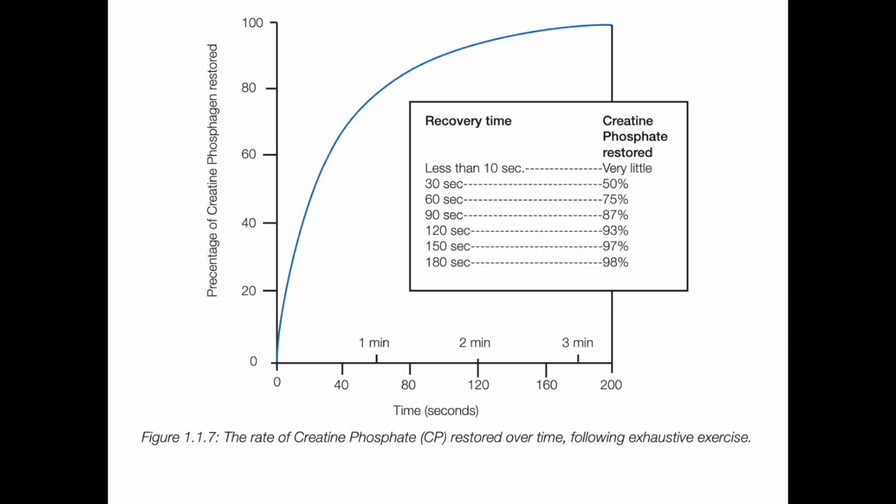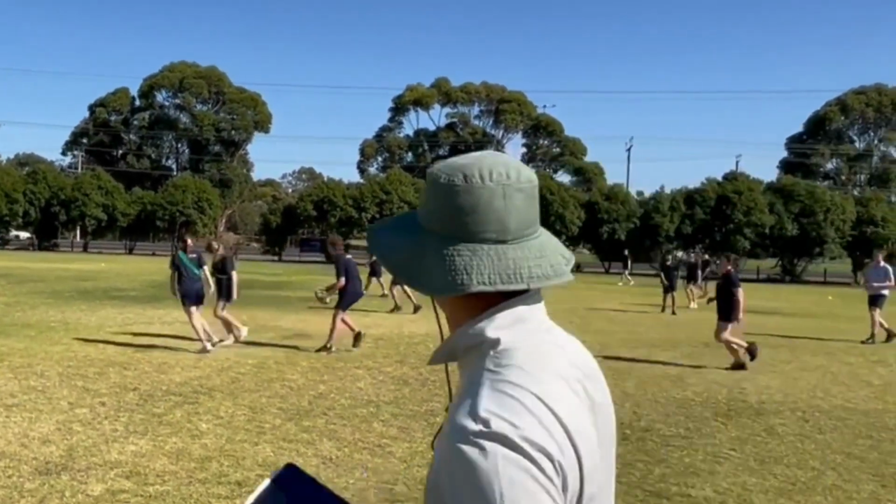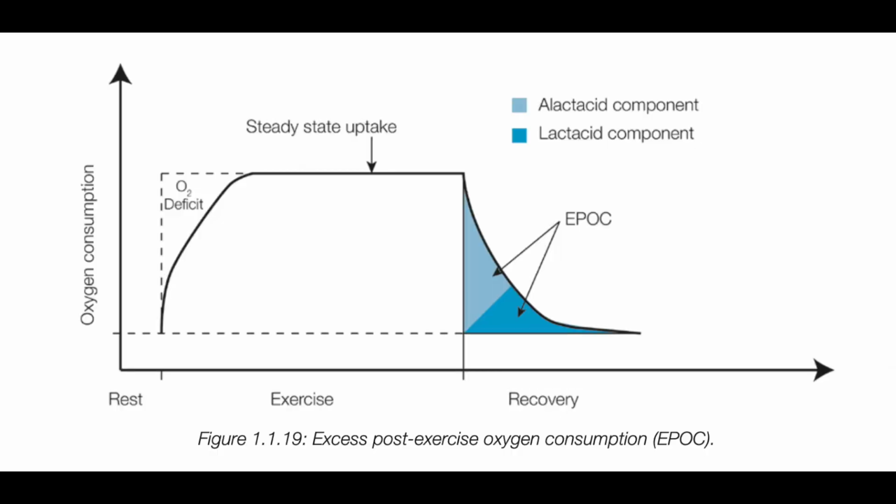As the midfielder only recovered under 10 seconds, his CP stores are only restored by very little. The midfielder catches the ball again and makes another short-term outburst where he's using his lactic acid system. As before, he then experiences heart rate spiking and EPOC.